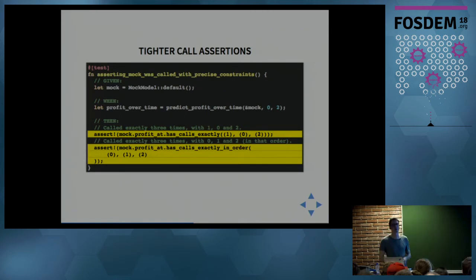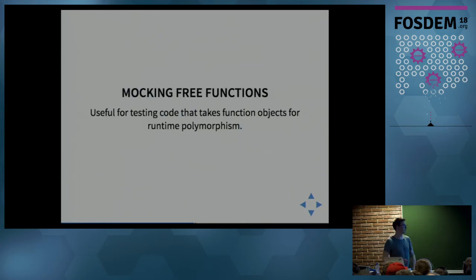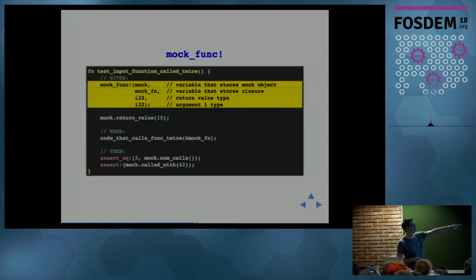We can also mock free functions. So for example, if you're passing in some function, a boxed function, for example, for runtime polymorphism, you can generate a mock for that as well. So here we have mock func. We specify the actual mock object that stores all the bookkeeping, the actual function itself, which is just a closure, and then the return types and argument types and whatnot.